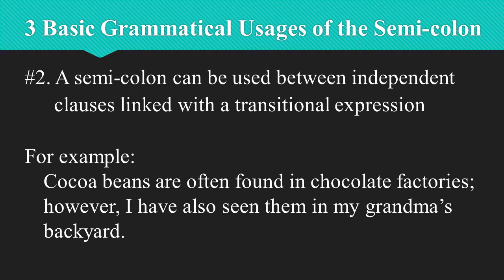Number 2, a semicolon can be used between independent clauses linked with a transitional expression, but not a coordinating conjunction. For example, cocoa beans are often found in chocolate factories; however, I have also seen them in my grandma's backyard. Notice the use of however as the transitional expression in the sentence.